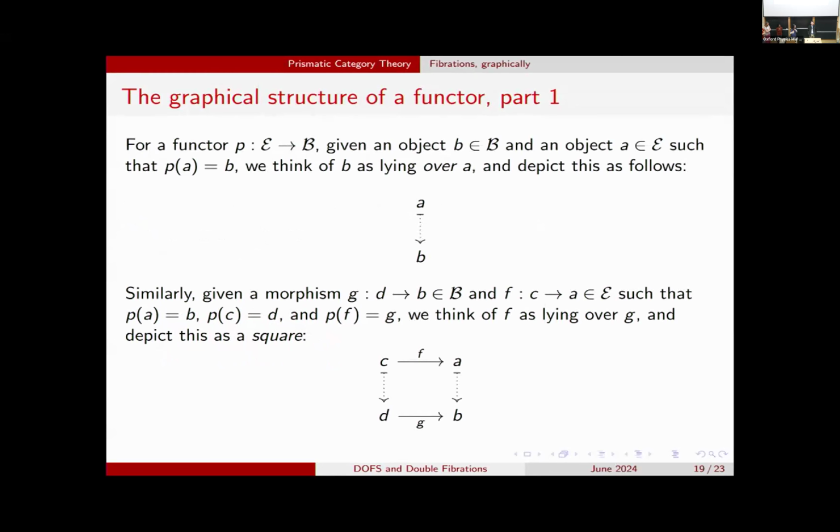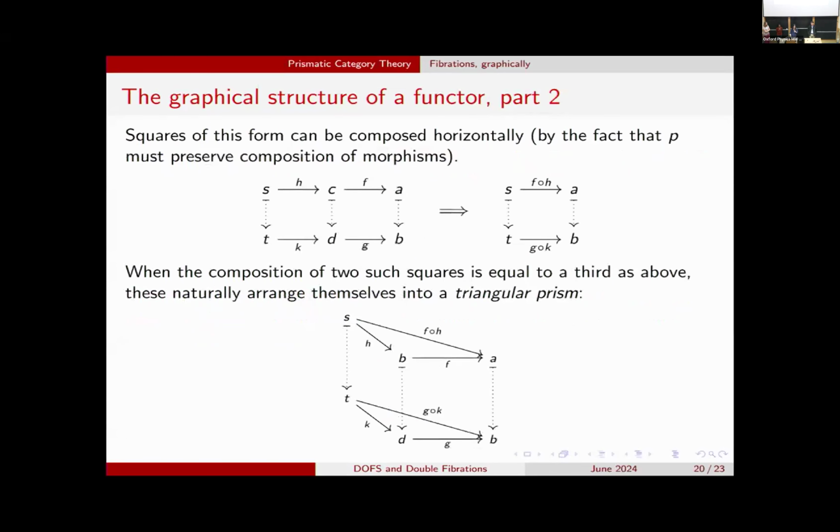So given a functor from E to B and an object in the base category, if there's an object A in the domain that the functor maps to that object in the base, we can depict that with this vertical dashed arrow. And similarly, if we have two vertical arrows like that, and if we have one morphism in the domain that lies over one in the codomain, we can depict that as a square like this. An immediate nice consequence of that is that squares like that compose horizontally. And that's just a natural consequence of the fact that the functor has to preserve composition.